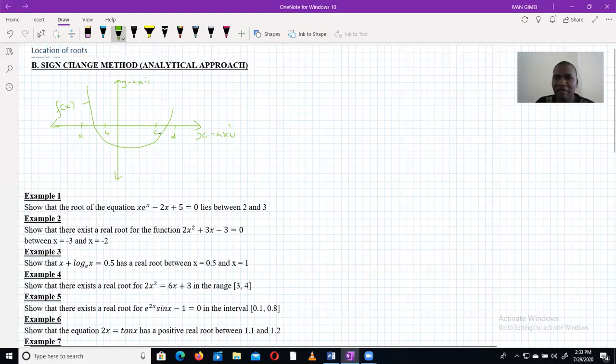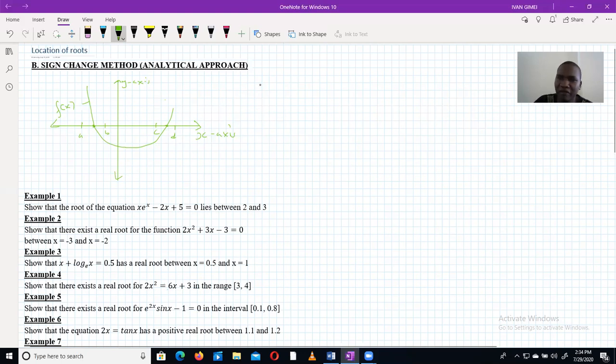We also talked about the definition of a root. We said a root is simply a value of x that we substitute in this function, and the function becomes 0. So you notice that at this point here, the function is 0, and at that point there, the function is 0. So you conclude that the function has two real roots. The number of times the line crosses the x-axis will show you the number of roots that the function has. In this case, it has two real roots.